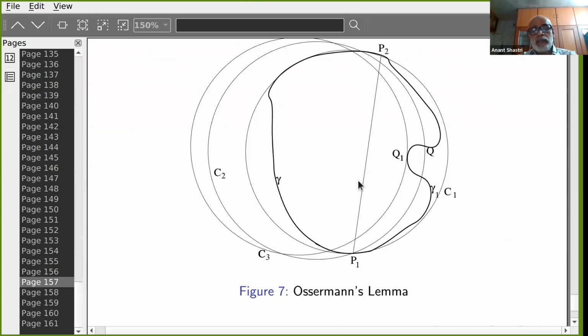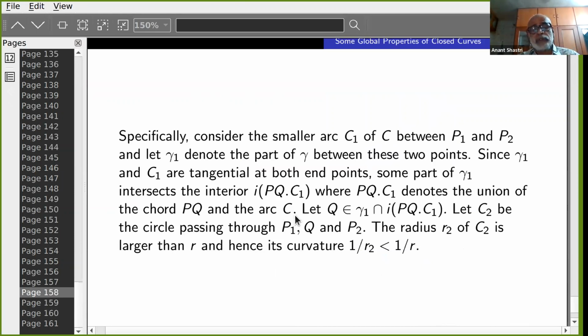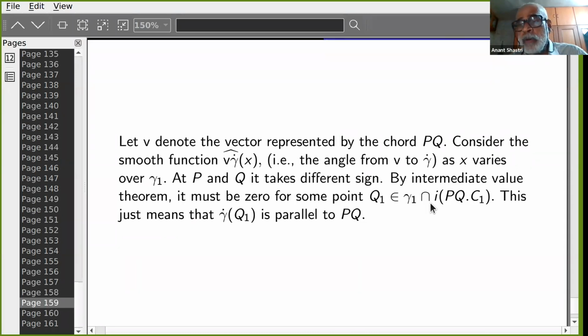Okay, so that is what I am using. Again, intermediate value theorem here. So by the intermediate value theorem, it must be 0 at some point Q1 belonging to gamma 1 intersection P1, P2, C1. This just means that at that point Q1, gamma dot is parallel to PQ.